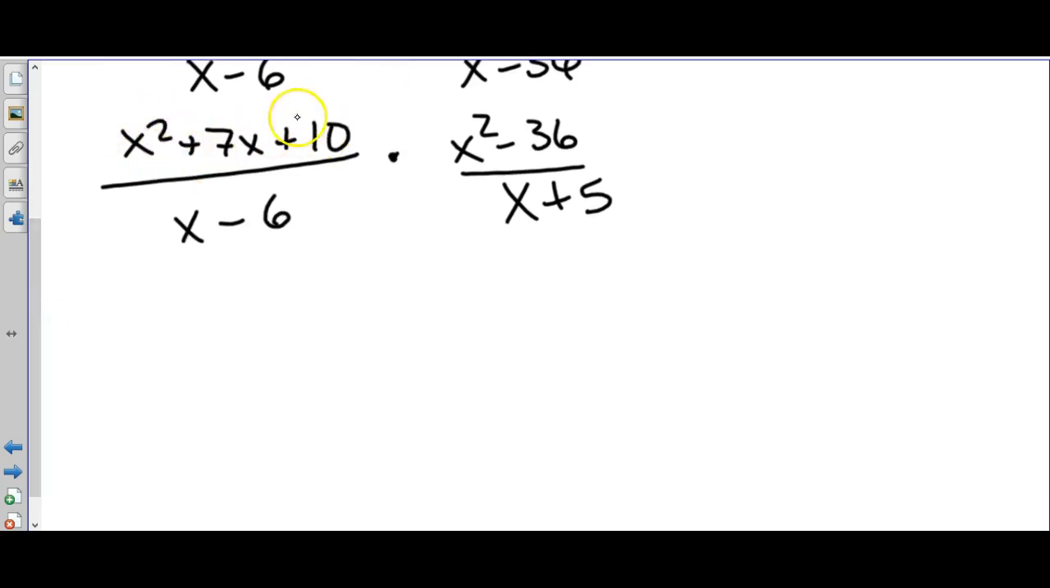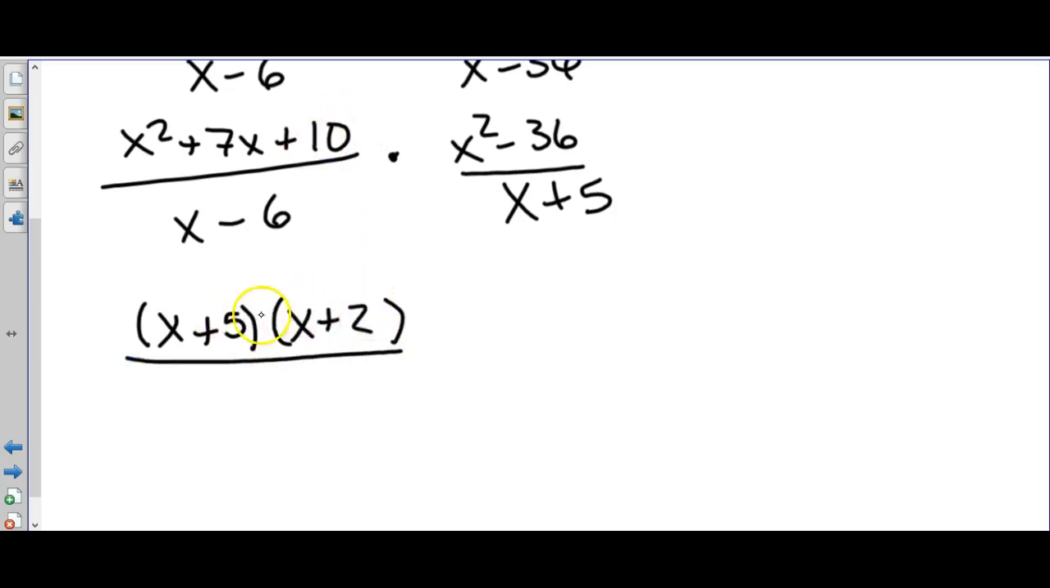So this one has 3 terms. That means we should end up with 2 parentheses. We know they'll start with x's. We want 2 numbers that multiply to be 10, but also add to be 7. Well, that would be positive 5 and positive 2. 5 times 2 is 10. 5 plus 2 is 7.